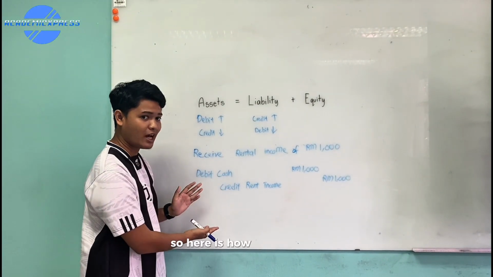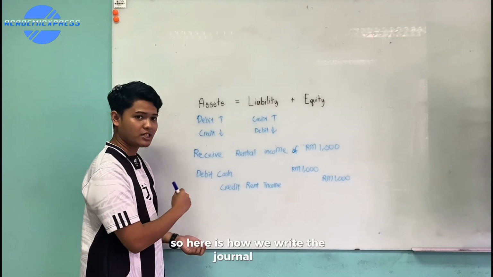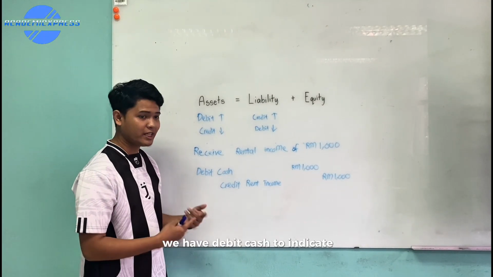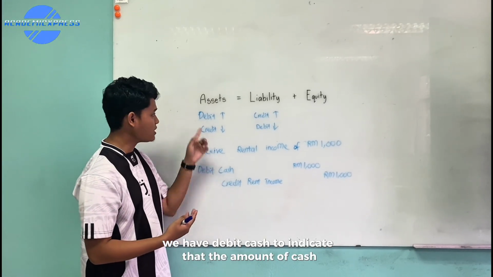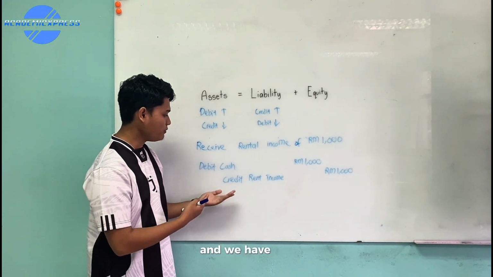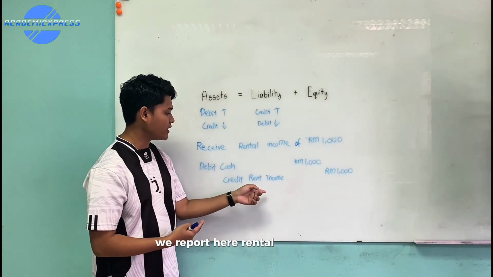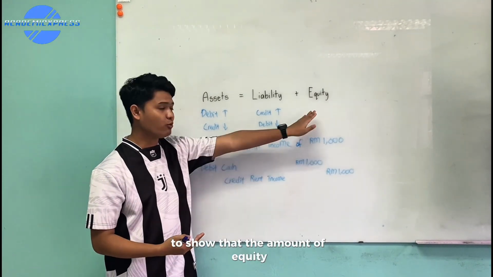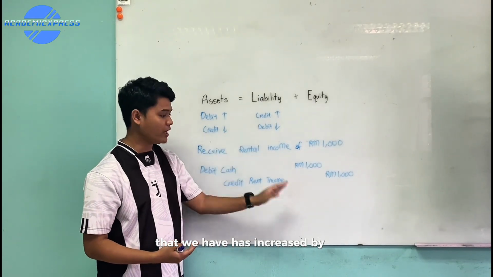So here is how we write the journal entry. We have debit cash to indicate that the amount of cash, the asset that we have, has increased by 1,000. And we record rental income as a credit to show that the amount of equity that we have has increased by 1,000.